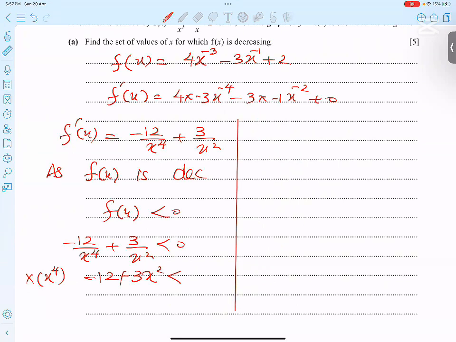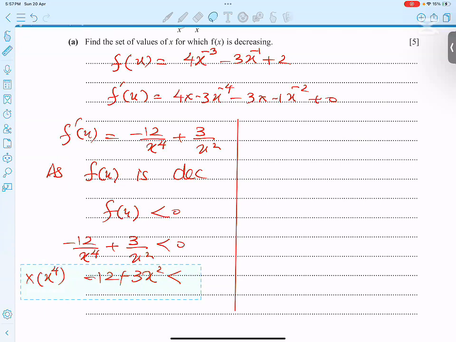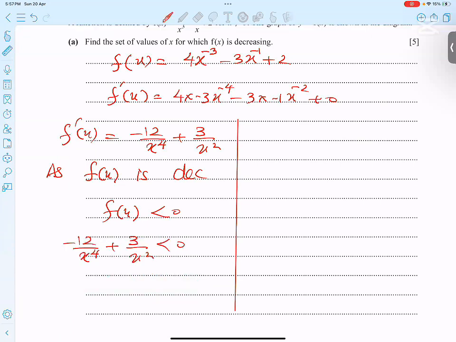This is also the right approach, but it's better to do it the other way. This is not even wrong, but in this way, we'll miss one answer. So what is the LCM here, student? The LCM is x to the power 4 minus 12 plus 3x to the power 2. So same situation, we got it.